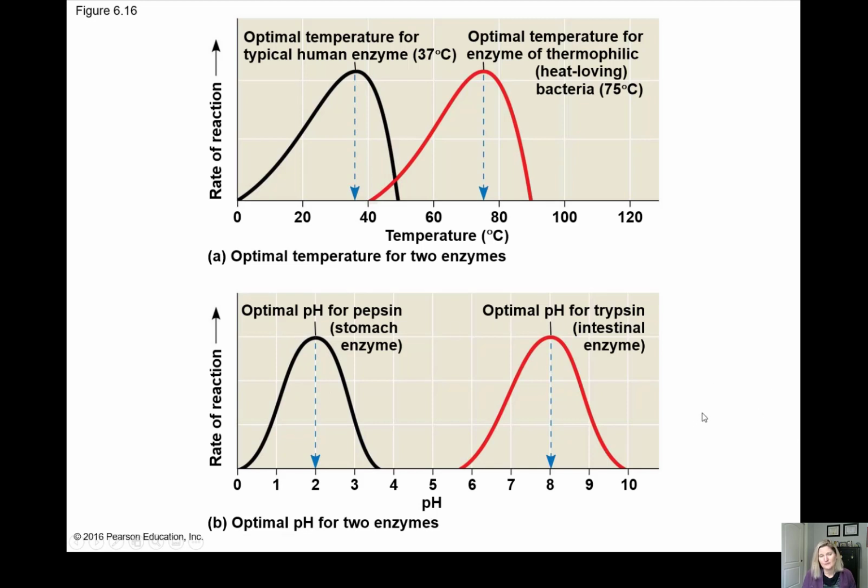So you can think, okay, well, trypsin's not going to survive in the stomach and pepsin's not going to survive. Well, it can't really survive. These are not cells, but it'll denature if it's placed outside of its optimal pH. Okay, so trypsin will not function in pH 2 like pepsin. Pepsin will denature if it's placed in the small intestine.